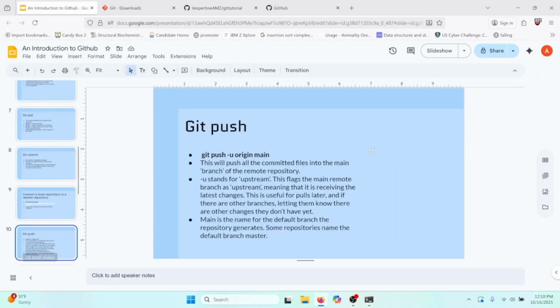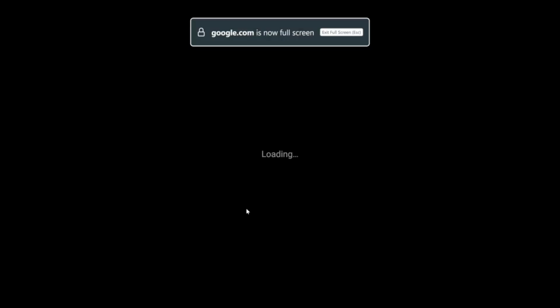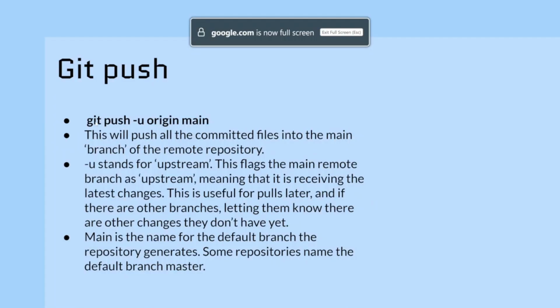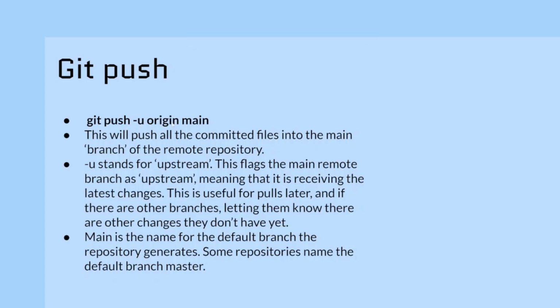Now finally, we want to actually push the files into the remote repository. So that command would be git push -u origin main. So this -u flag stands for upstream. This means the main remote branch is upstream. It is upstream of everything else. It has the most recent changes, and it just makes pulling easier.